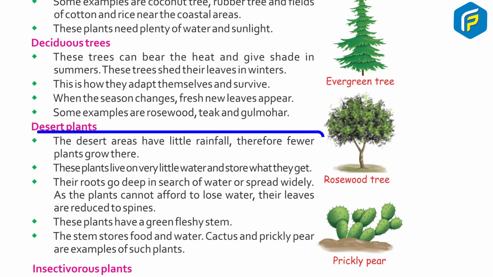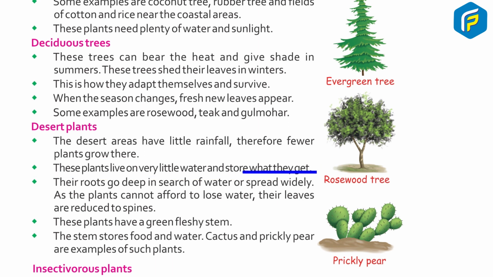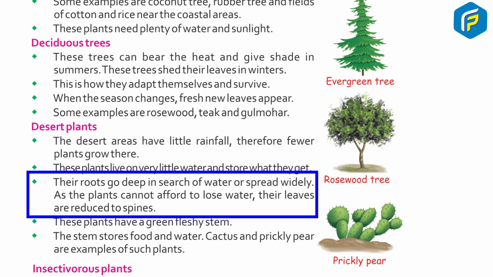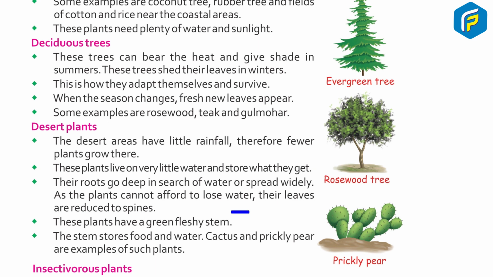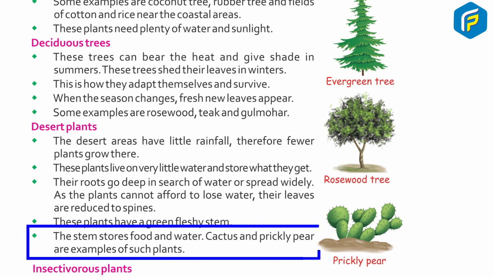Desert plants. The desert areas have little rainfall, therefore fewer plants grow there. These plants live on very little water and store what they get. Their roots go deep in search of water or spread widely. As the plants cannot afford to lose water, their leaves are reduced to spines. These plants have a green fleshy stem. The stem stores food and water. Cactus or prickly pear are examples of such plants.